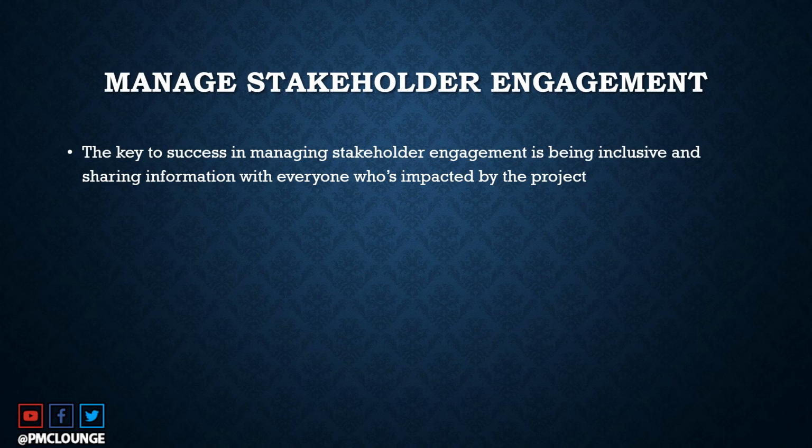Finally, the key to success in managing stakeholder engagement is being inclusive. Inclusive, that's the key word here. That's the word you're looking for. So you have to be inclusive and you need to be sharing information with everyone who's impacted by the project, who considers themselves impacted by the project, right? So you need to make sure that you are transparent, you are sharing as much information as possible, and you are also being inclusive whenever it comes to taking decisions, whenever it comes to inviting suggestions, whenever it comes to whatever is happening as part of your project. So that's the key of managing stakeholder engagement.